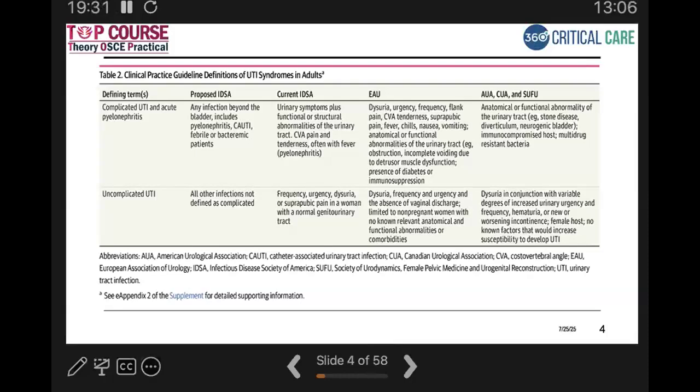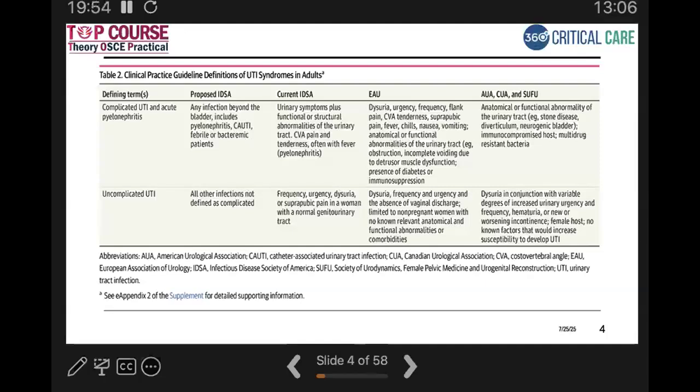Any UTI which is present in the bladder, like in the lower urinary tract, is considered to be uncomplicated UTI. Any UTI which is going above the bladder, like kidney, pyelonephritis, or prostatitis, or causing systemic manifestations like causing bacteremia, like pyonia, like that, is considered to be complicated UTI.